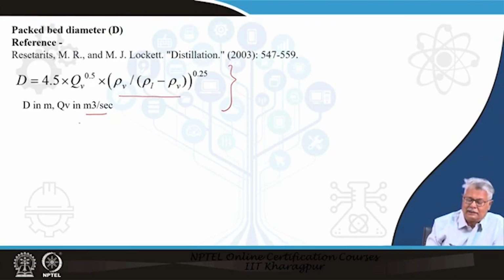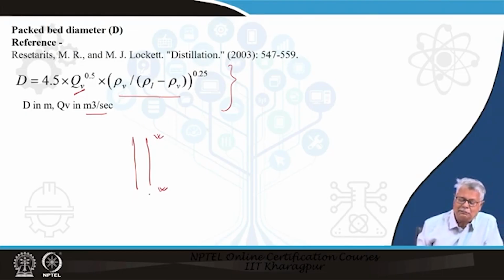In order to find out QV, we need to find out the condition at the top and at the bottom. It is obvious that at the bottom you have a number of moles more in the vapor phase, but at the top usually your QV will be higher. So normally you will be evaluating the QV at the top and the bottom, and you will be taking the QV of the higher value. Now based on this, you will be finding out the diameter.